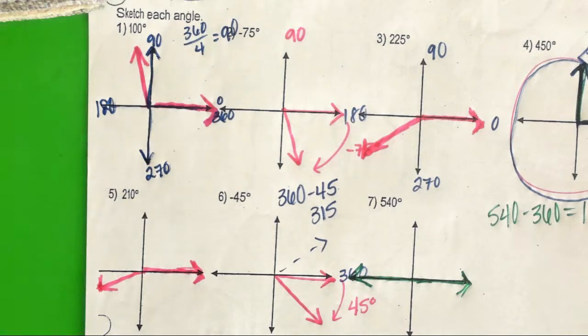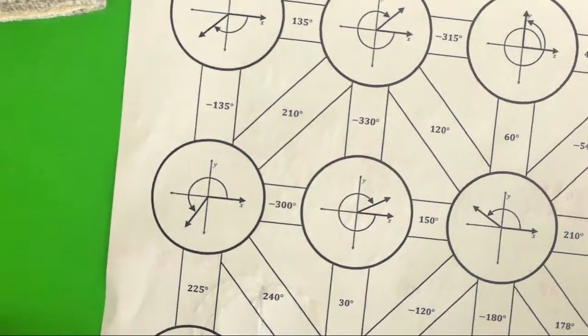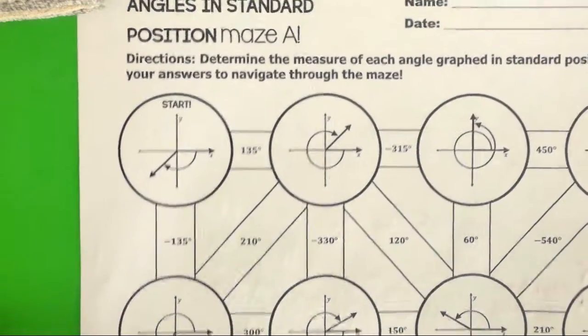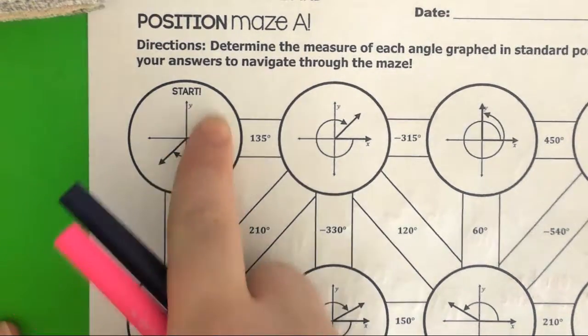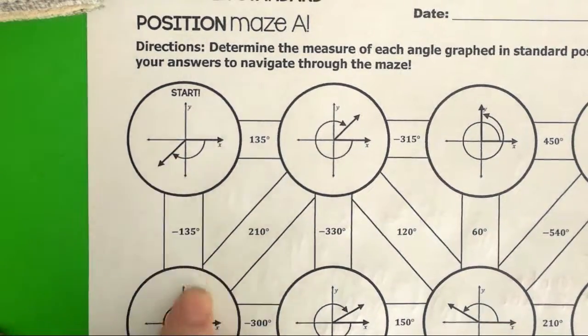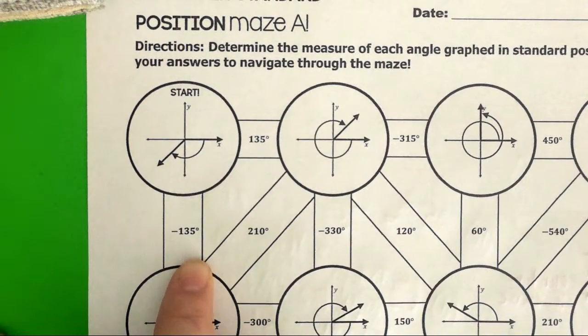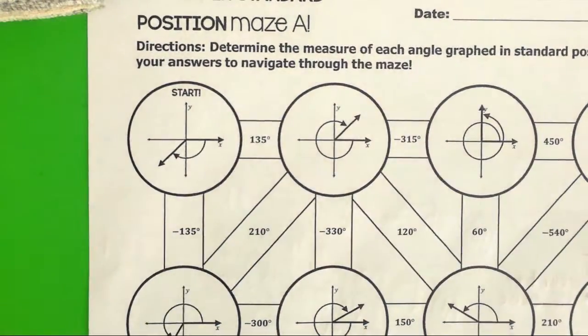A 10-point easy grade is on the back. Yay, amaze. So they tell you, like, hey, I go from here to here, and they show you that they've gone negative, so you know you better go down negative 135. And then you just follow it around, and you'll end on the end.